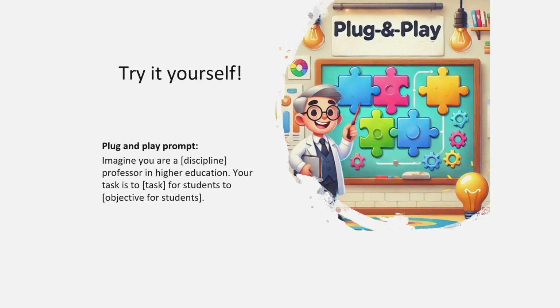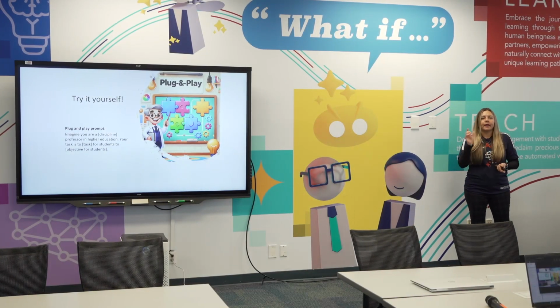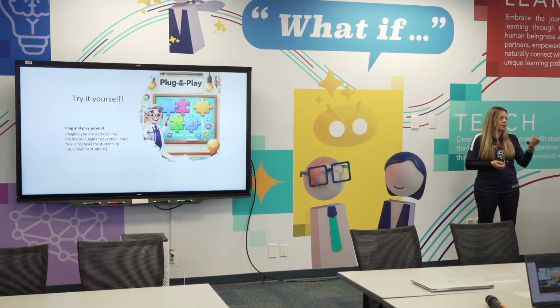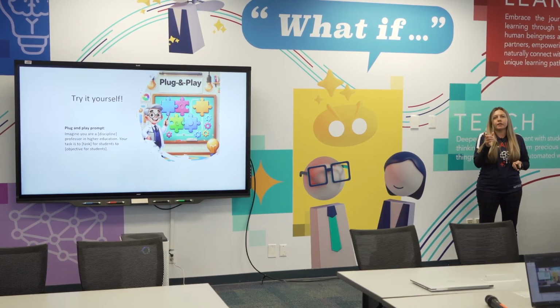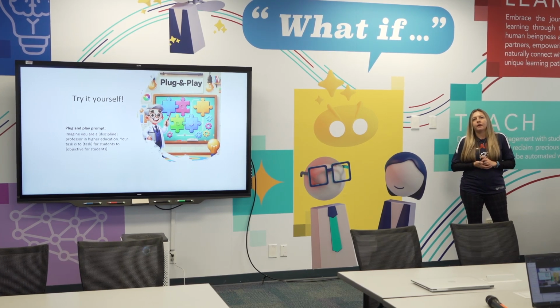So basically in that first bracket, you're going to put whatever discipline you are in or that you want to use for this output. In that second bracket, you'll put the task. So maybe it's creating a short story, maybe it's creating a research article, whatever that might be. And then that last one is going to be, what do you want your students to do with it? Are they going to evaluate something? Are they going to be reflecting on something? And then any other details that you want included.